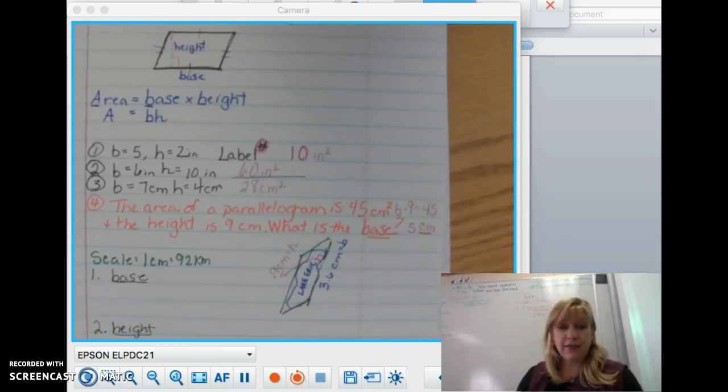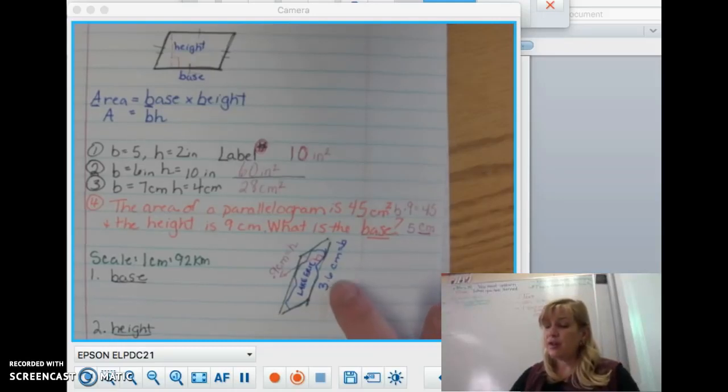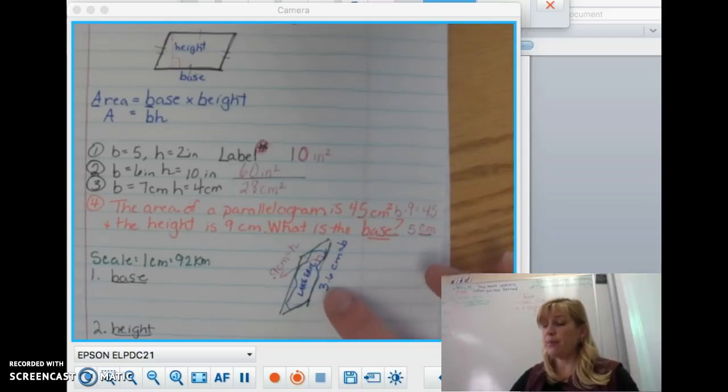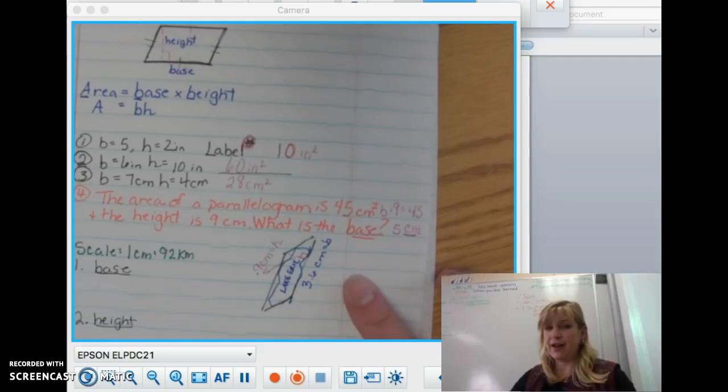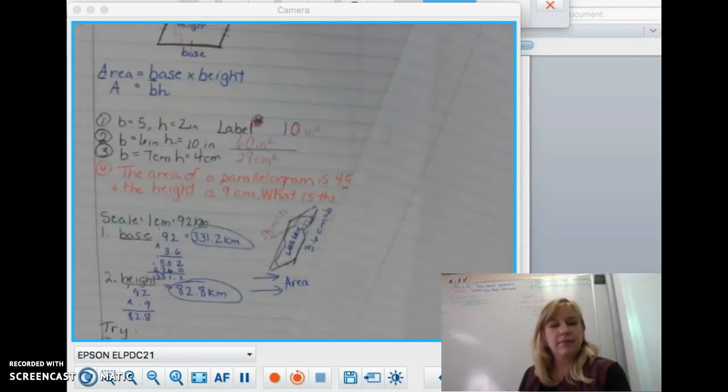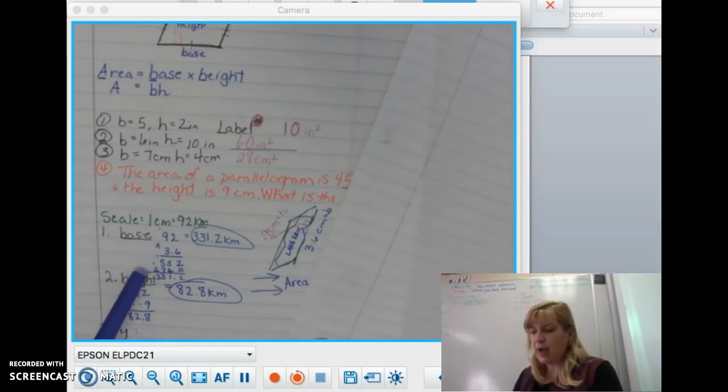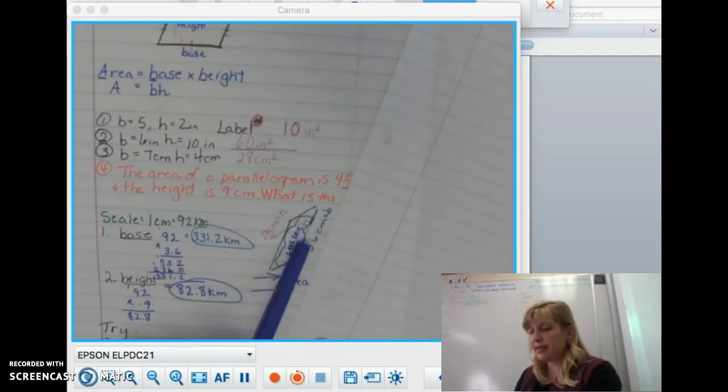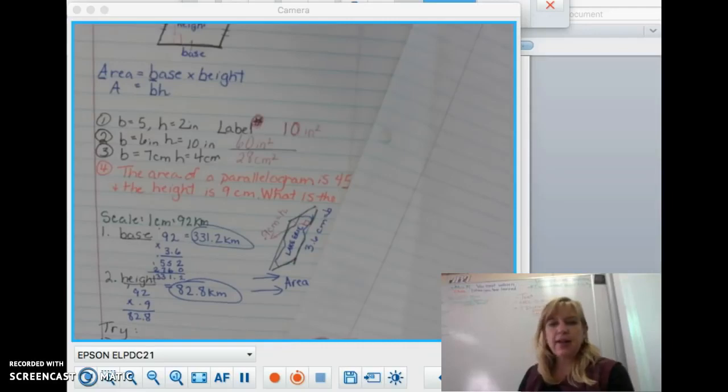I want you to pause the video and decide what the actual kilometers would be for the base and the height of each of these. And then unpause the video after that. All right, so I wanted to show you what I did for my arithmetic. If you need to stop and see how I got to my 331.2 kilometers is the base. And then the height right here is 0.9. I did 92 times 0.9, and I got 82.8 kilometers.